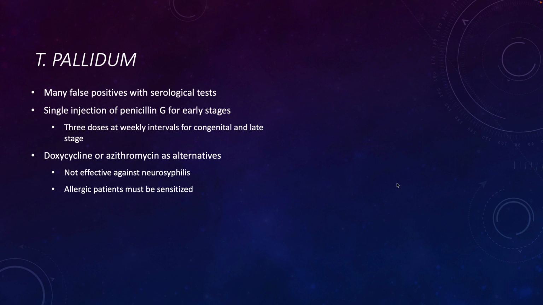Syphilis is super easily treatable with penicillin G for early stages of infection, 3 doses at weekly intervals for congenital and late stage. Doxycycline and azithromycin can be used as alternatives for patients who may have penicillin allergies. It is not effective, though, against neurosyphilis. So if a patient has neurosyphilis, you need to treat them with that penicillin G. So if they're allergic, you do what's called sensitization to help reduce the allergy symptoms for penicillin.